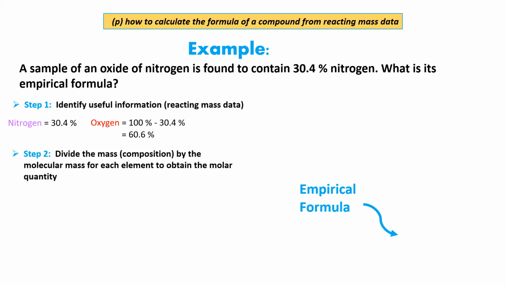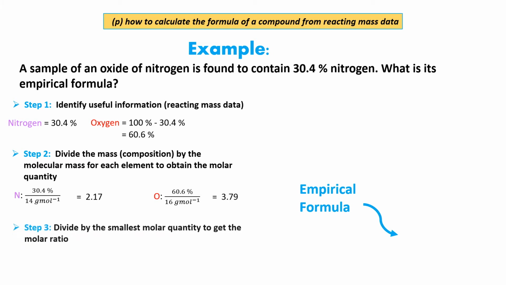The next step is to divide the mass composition by the molecular mass for each element to obtain the molar quantity. If you start with nitrogen, you divide 30.4 by the molecular mass of nitrogen, which is 14 grams per mole, and you get 2.17. Then for oxygen, you do 60.6 divided by the molecular mass of oxygen, which is 16 grams per mole, and you get 3.79.